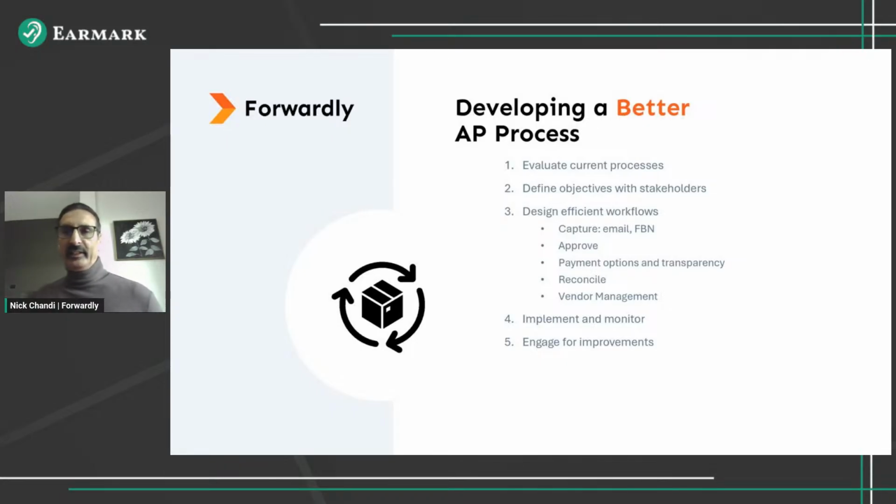At Forwardly, we provide each business a unique email address. That's how most other vendors are also doing it. All suppliers can send their invoice to that email address. AI reads the data, fully captures it, codes it to the right chart of accounts, and sends it for approval.